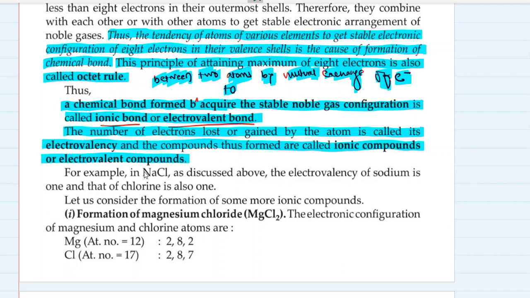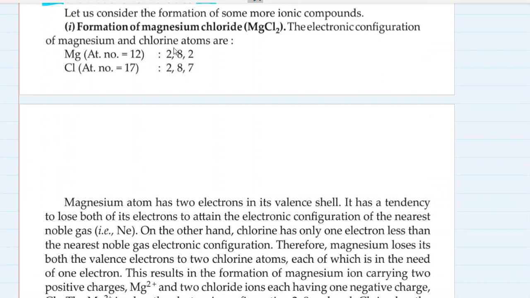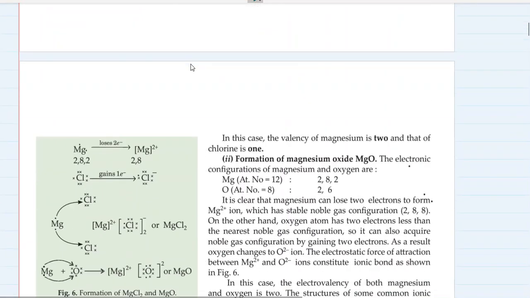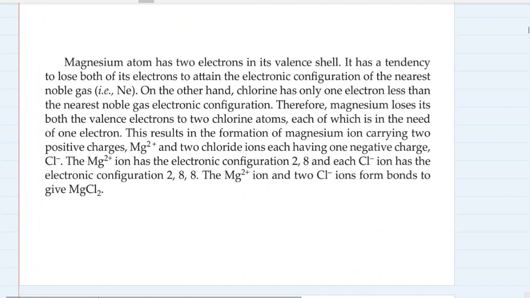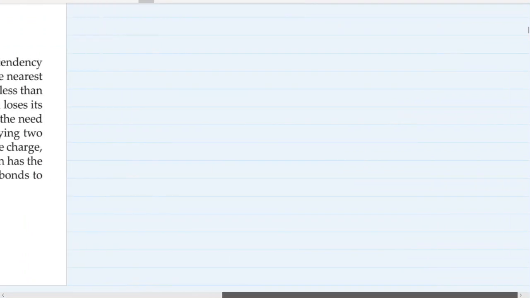For example, in sodium chloride, the electrovalency of sodium is 1 plus, and that of chlorine is 1 minus. Let us consider the formation of some more ionic compounds, like magnesium chloride. Magnesium has 2 electrons in its outermost shell; its electronic configuration is 2, 8, 2. Chlorine's electronic configuration is 2, 8, 7. So what is happening with magnesium chloride? Let us look at its formation separately.